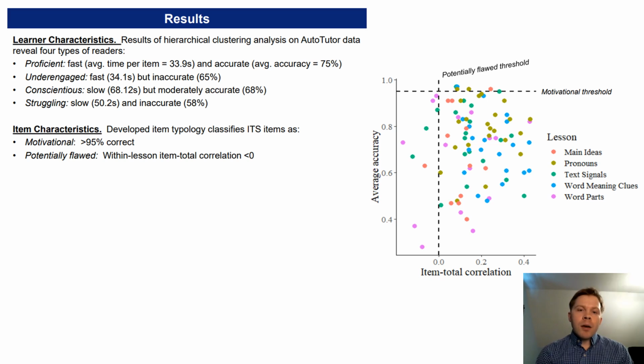First, we identified AutoTutor items that yielded over 95% accuracy as motivational, meaning that they're too easy for everyone to really give us meaningful information. Next, we calculated the correlation between performance on an item with overall scores in that AutoTutor lesson. If this correlation is less than 0, we identified that as a potentially flawed item, meaning that it probably doesn't tap into the same skills that the rest of the lesson does. You can see those 2 thresholds in an example here.